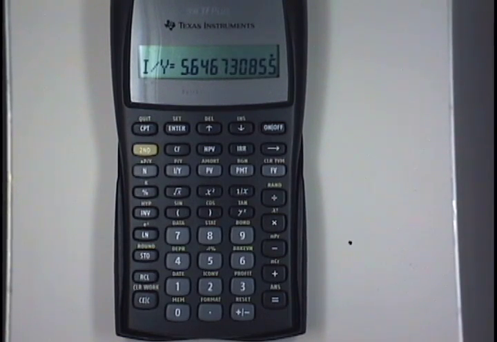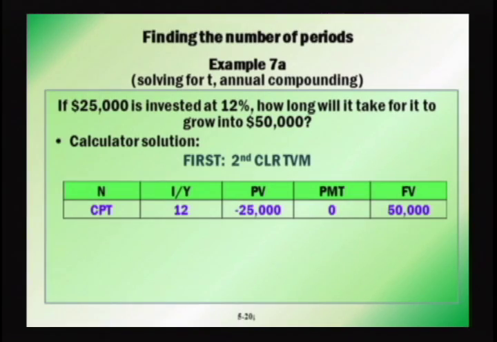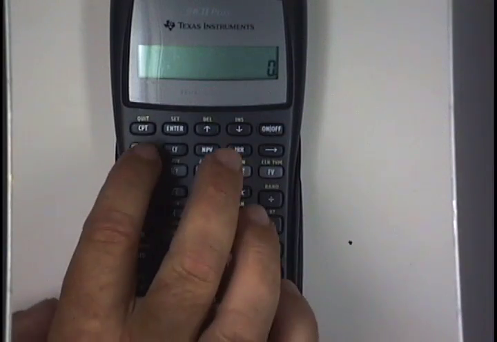Or we can do it on our calculator to make sure. Let's take a look at the calculator. Here we're looking at solving for the time. So if 25,000 is invested at 12%, how long will it take for it to grow to $50,000? We have 12% interest rate. We're starting with the $25,000, which would be a negative number because that's my cash outflow into the investment, and $50,000 will come back to me. Let's put that on the calculator.